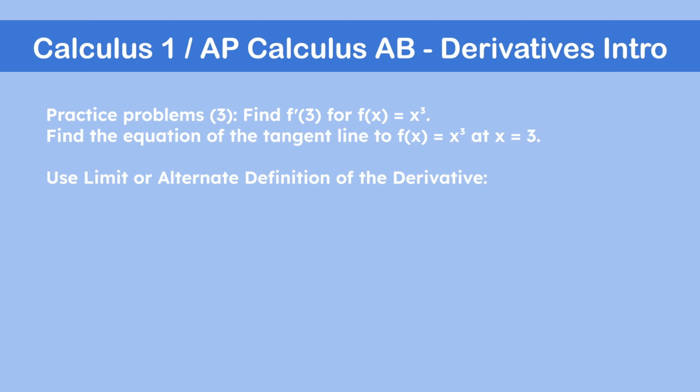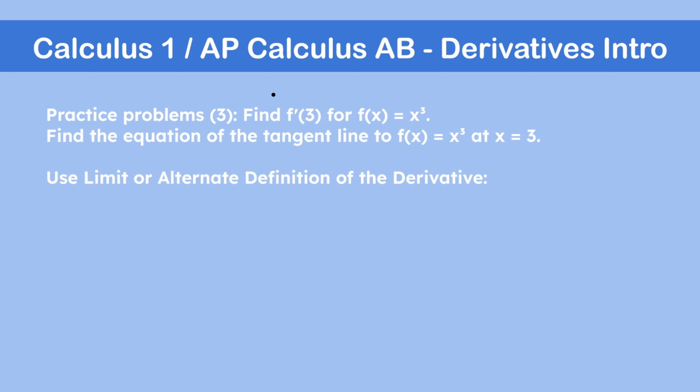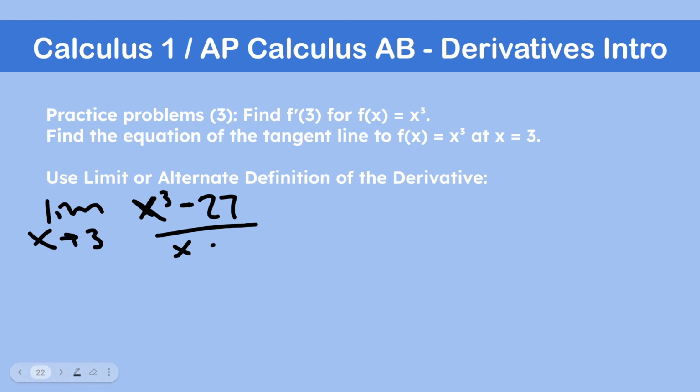Now we're going to find the equation of the tangent line to f of x. We're going to find the derivative. So now we're going to find f prime of 3 for f of x equal to x cubed. We're going to use the alternate definition: limit as x approaches 3 of x cubed, that's our f of x, minus, let's plug in 3, 27, over x minus 3.